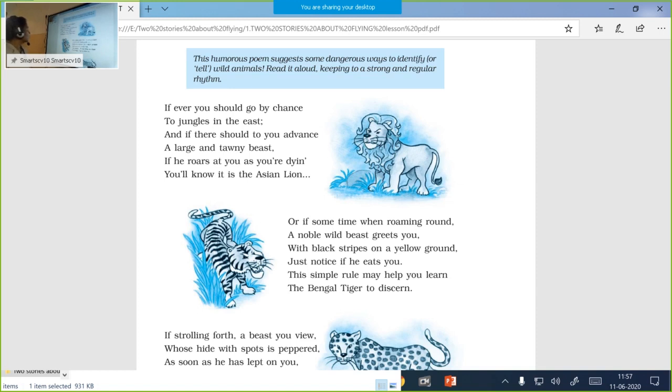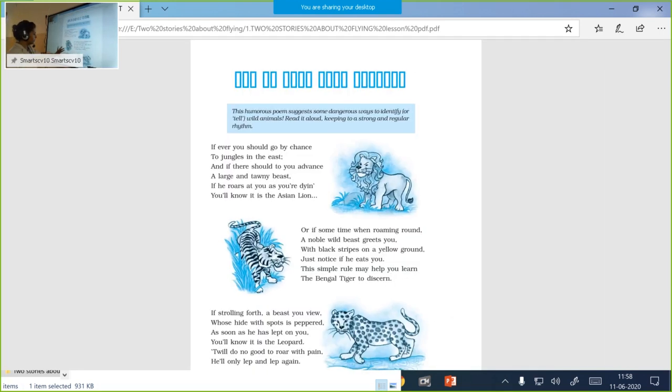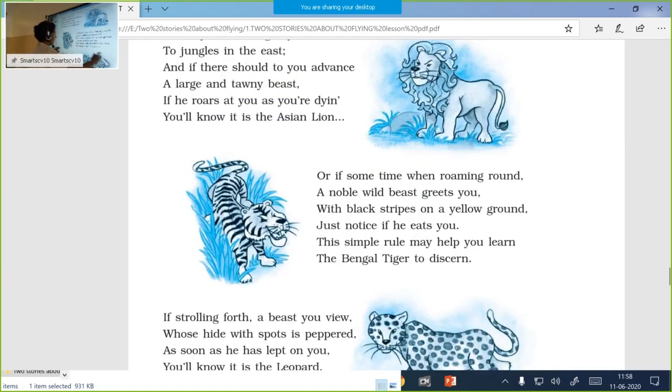If ever you should go by chance to jungles in the east, and if there should to you advance a large and tawny beast, if he roars at you as you are dying, you will know it is the Asian lion. Or if sometime when roaming round, a noble wild beast greets you with black stripes on a yellow ground, just notice if he eats you. This simple rule may help you learn the Bengal tiger to discern. Discern is to recognize or identify.